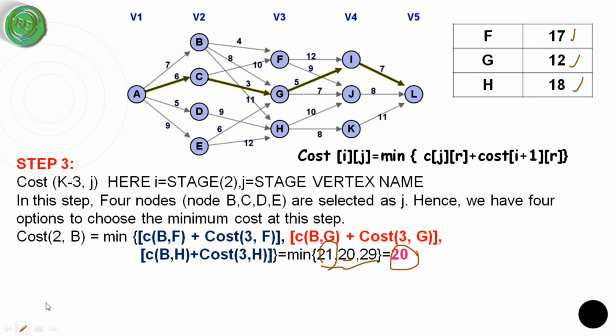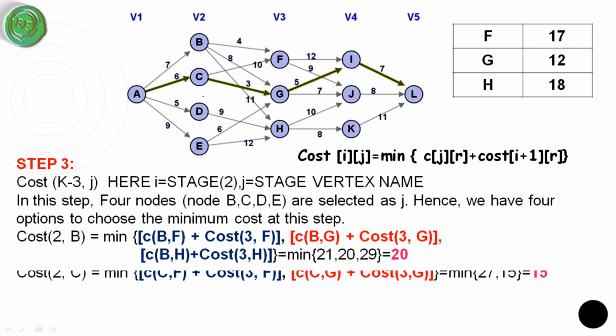And similarly for the remaining nodes, so cost of c is equals to cost of c to f is equals to 10. 10 plus 17 is equals to 27, and cost of c to g is 3. So 3 plus 12 is equals to 15. Among these both we are selecting the minimum, that is 15.